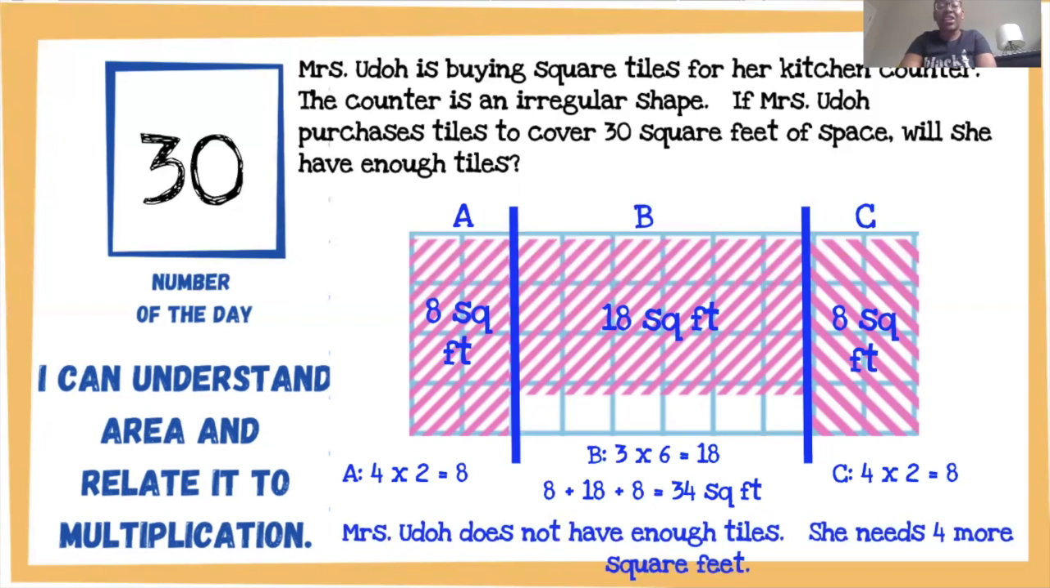So our answer is that Mrs. Udoh does not have enough square tiles. She needs 4 more square feet. Great job, guys.